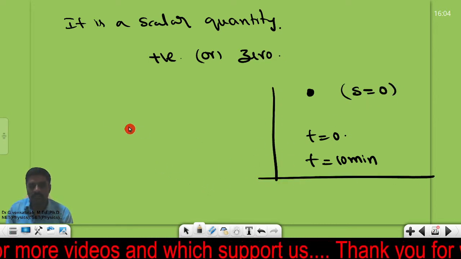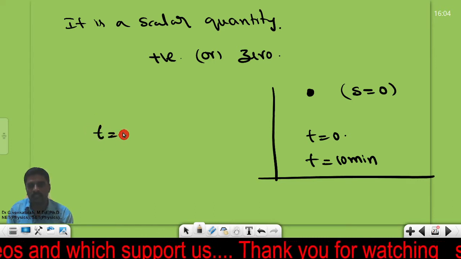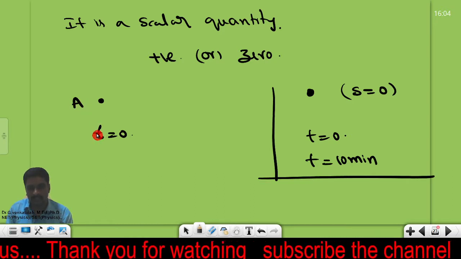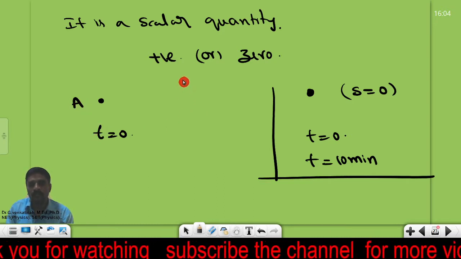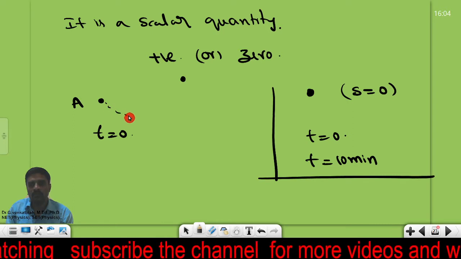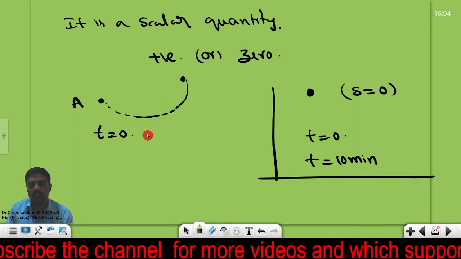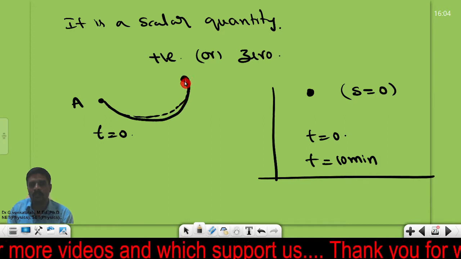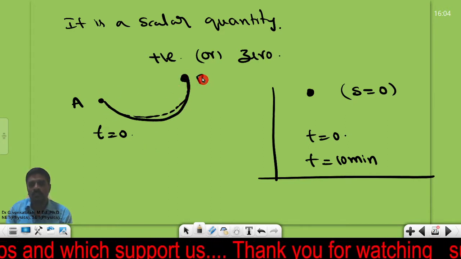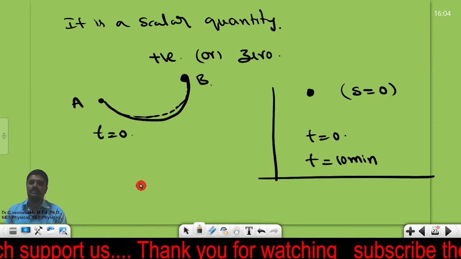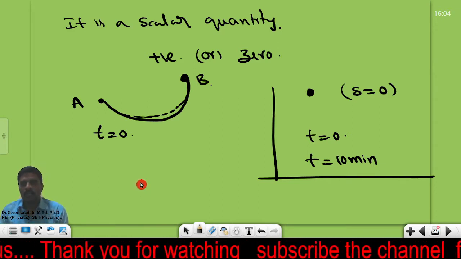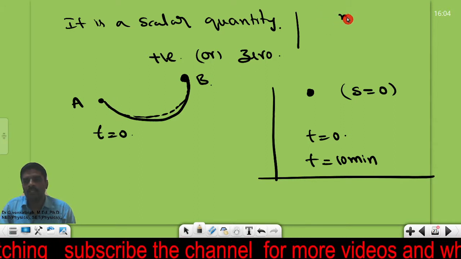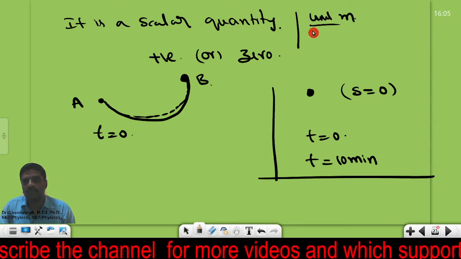Let me take another case. At the initial position the object is here, at A. After time t the object is somewhere here, so it has moved along this path. What is the distance? This total path length covered by the body from initial to final position is named the distance. What are the units for distance? It is length, so the unit is meters.